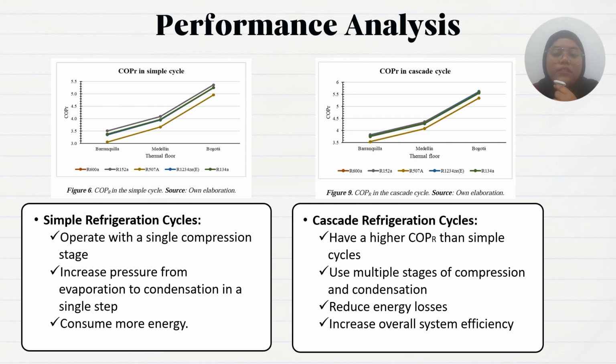This is because cascade cycle use multiple stages of compression and condensation. This reduces energy losses and increases overall system efficiency. On the other hand, simple refrigeration cycle operate with a single compression stage, which increase pressure from evaporation to condensation in a single step. This results in consuming more energy.